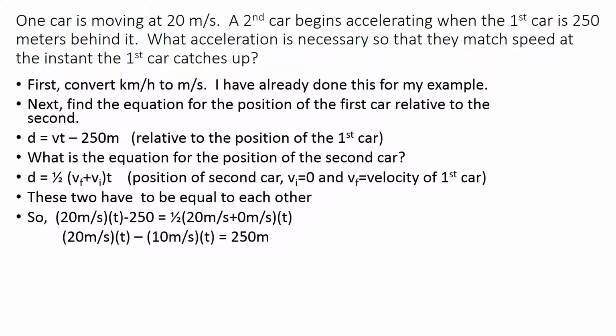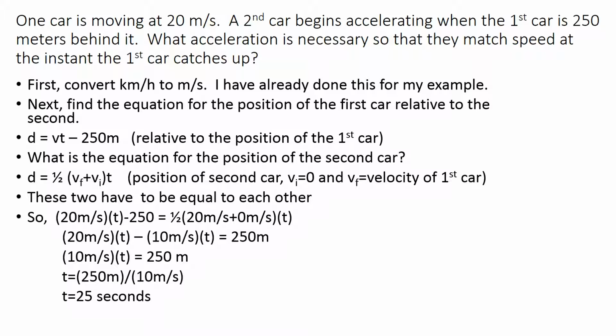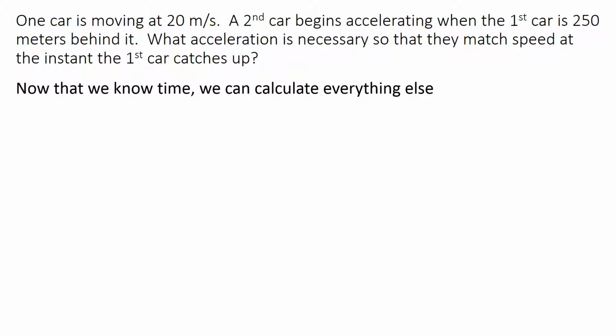So let's solve this and get all of the velocity times time on the left, and we'll put the 250 meters on the right. We get 10 meters per second times time is equal to 250 meters, which means 250 meters divided by 10 meters per second is the time. So the time that the first car catches up to the second car is 25 seconds. Now that's not the entire answer. Now that we know the time, we can calculate everything else.